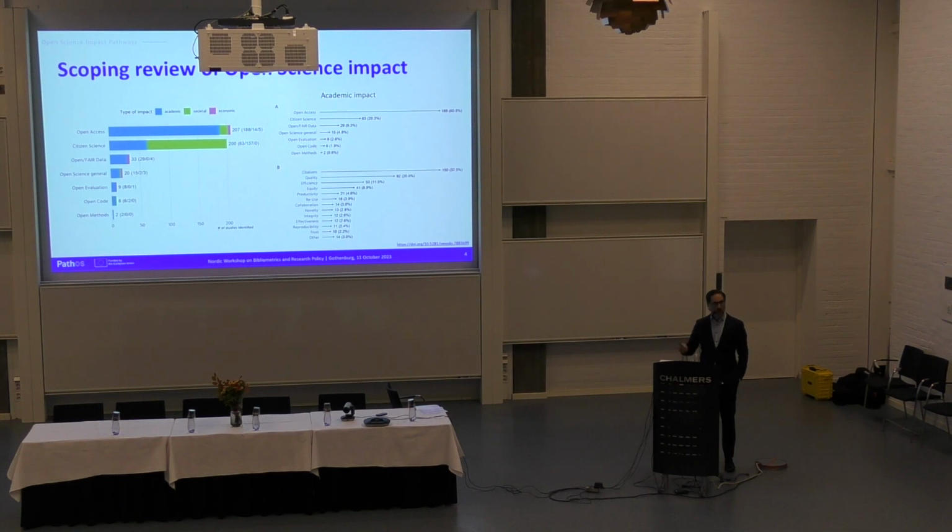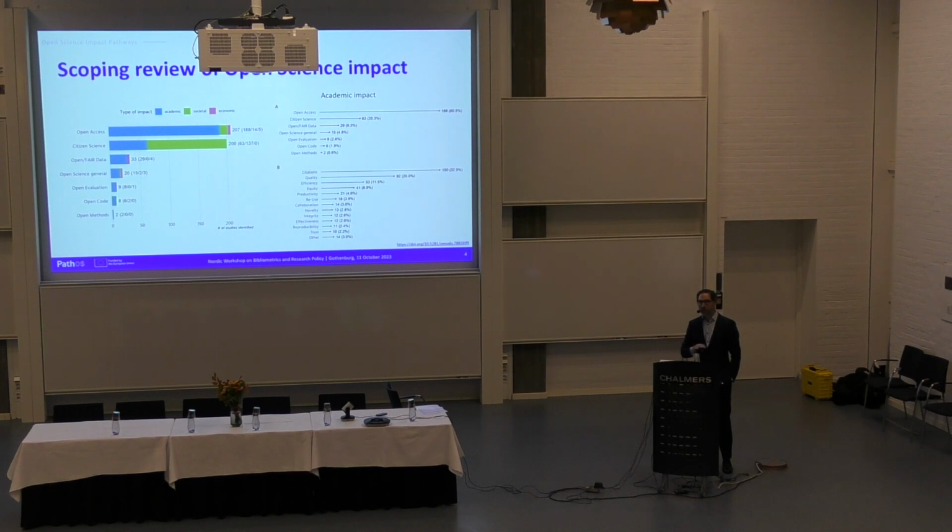The rest of the parts of open science that we discern here, so open data, open science general, open evaluation, so this includes open peer review, open code and open methods, have had far less attention. The attention that has been there has been mostly focusing on academic impact. And again, very few publications on economic impact, and that's about it. So these aspects are relatively understudied compared to open access type of open science. The economic impact, as you see, is almost negligible.